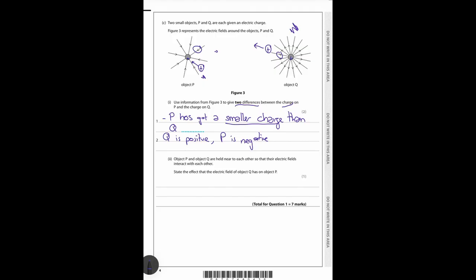Object P and Q are held near to each other, so their electric fields interact with each other. State the effect that the electric field of object Q has on object P. So this is kind of like following on from the next one. The fact it says state means I know it, I've just got to say it. So what's the information I've got so far in this question? Well, I've just worked out that Q is positive and P is negative.